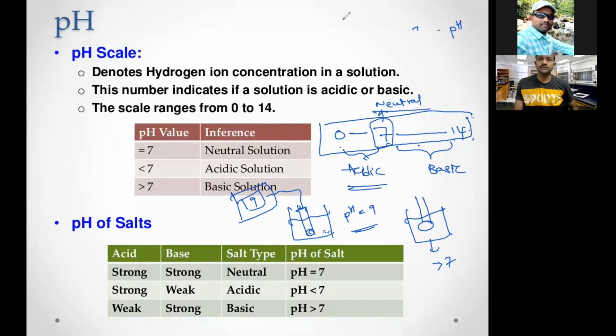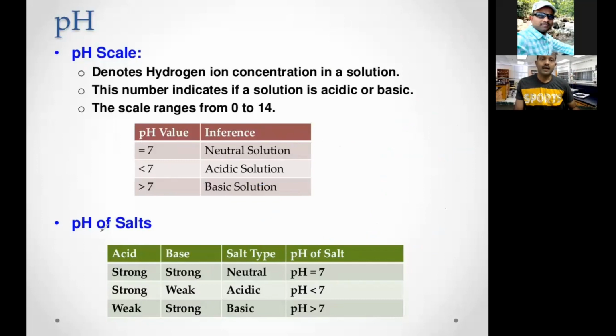Now you see here, the pH of salts. We have different types of salts: neutral salts, acidic salts, and basic salts. When we look at neutral salt, when a strong acid reacts with a strong base, it will give a neutral salt.